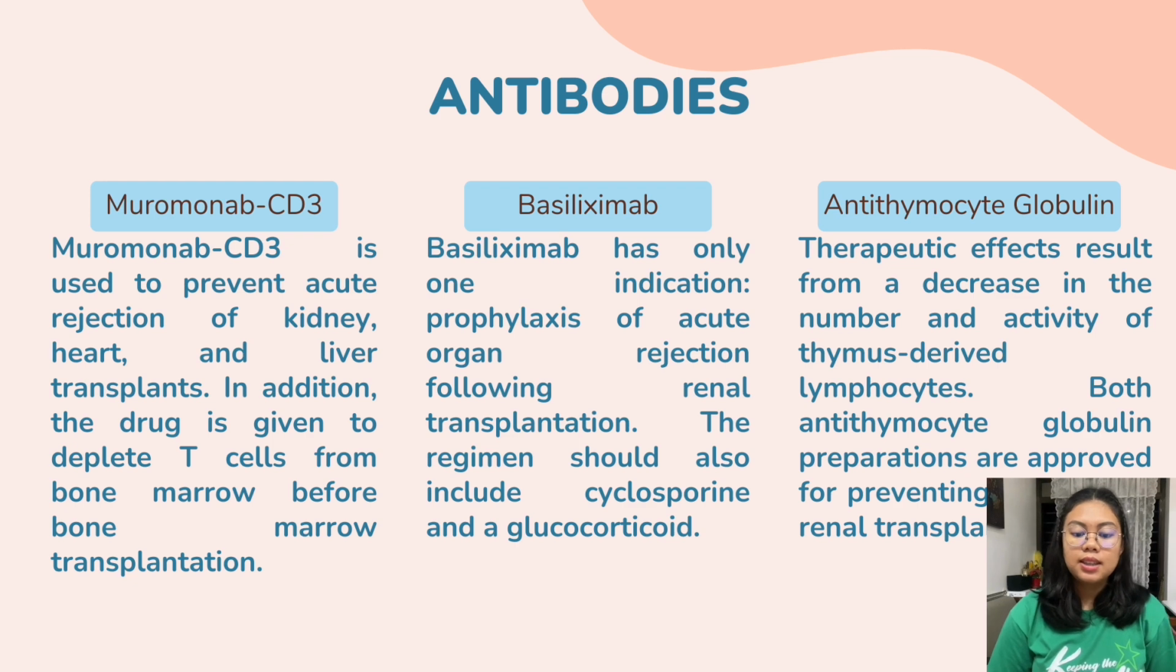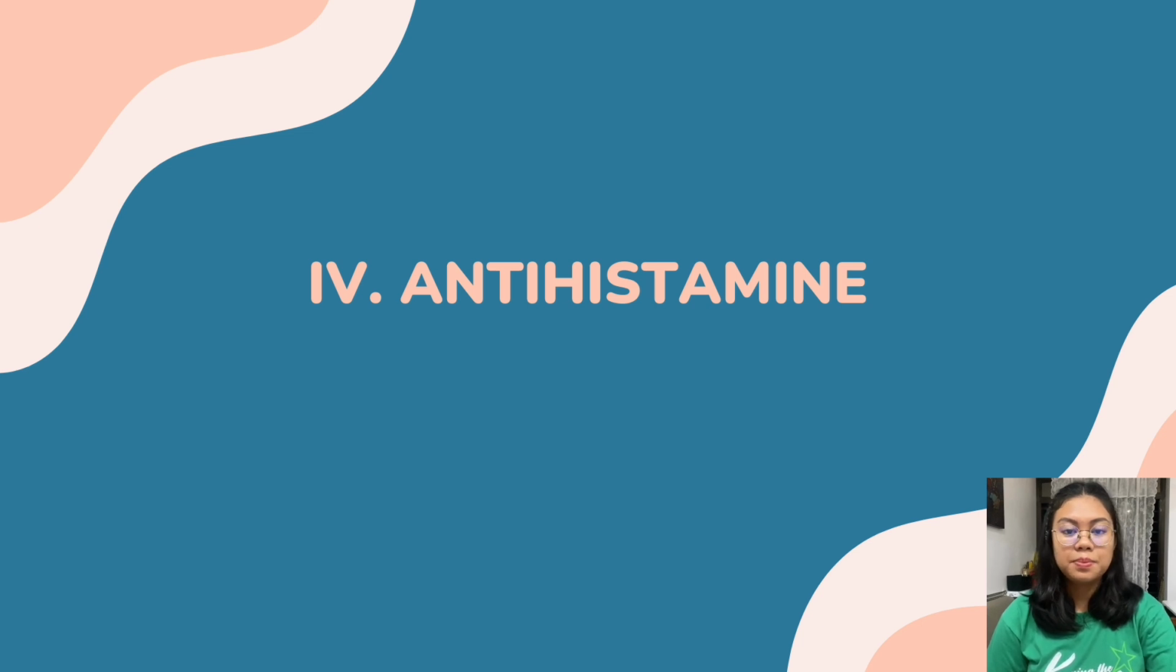Next is anti-thymocyte globulin. Therapeutic effects result from a decrease in the number and activity of thymus-derived lymphocytes. Both anti-thymocyte globulin preparations are approved for preventing rejection of renal transplants. And that's it for the third topic outline of immunosuppressants.